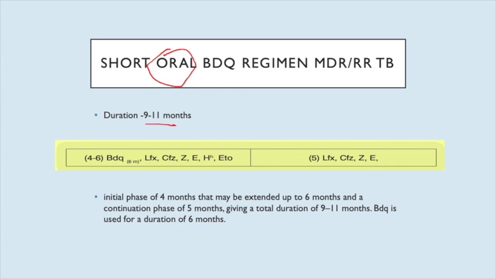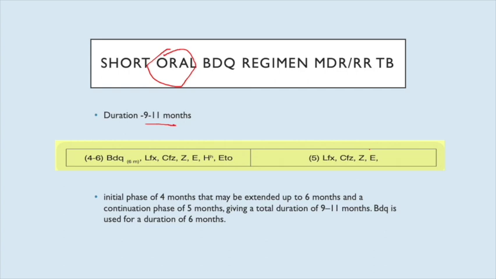So let me again mention this because it's different from the longer regimen that we had read about earlier. In the shorter regimen, 9 to 11 months treatment will be given. Since these patients are not resistant to fluoroquinolones, remember levofloxacin will continue throughout. Bedaquiline will go on for the first 6 months.